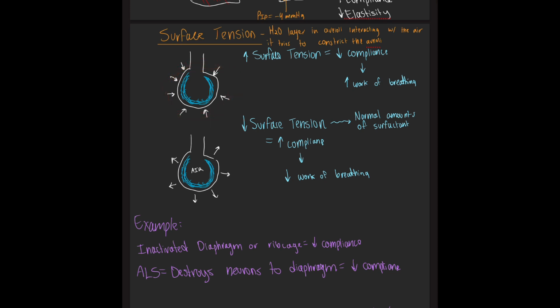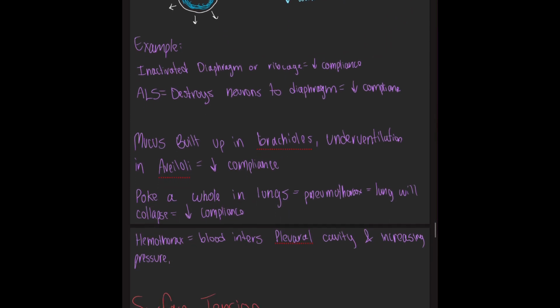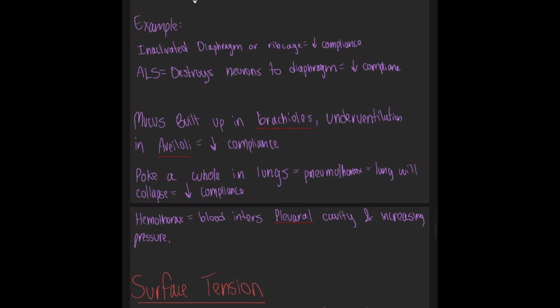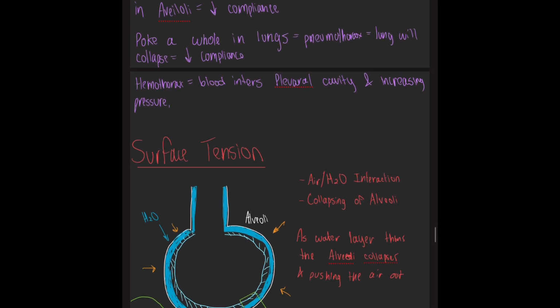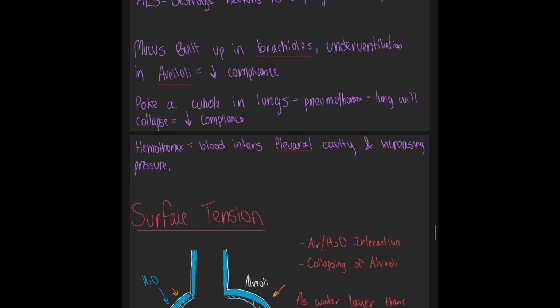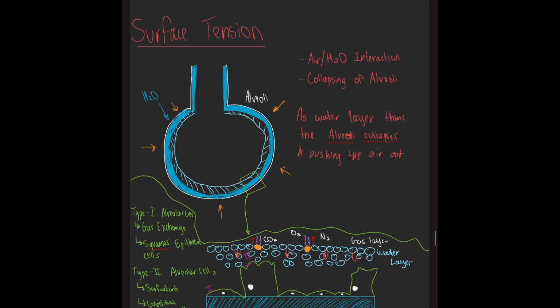So, as you can see here, when we increase surface tension, we have a decreased compliance. So if we have a decreased compliance, it's gonna be harder to what? Breathe in. So that means it's gonna require a lot more work. And then you see here, vice versa. Here's some examples that we'll kind of skip over that relate to how compliance is affected by certain diseases. So you guys could read over that.